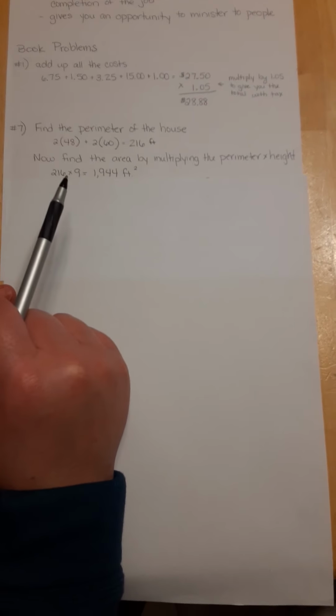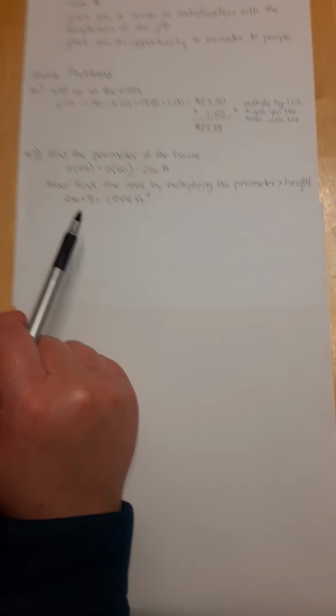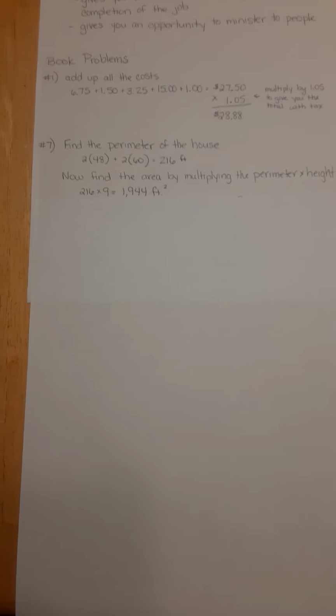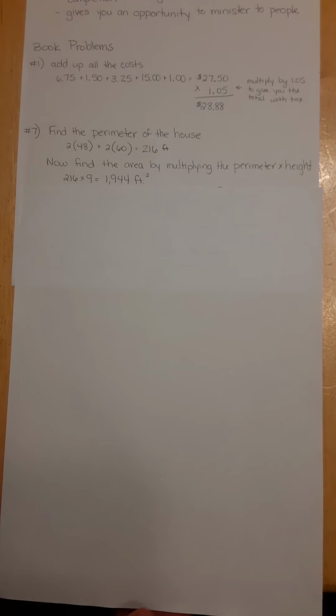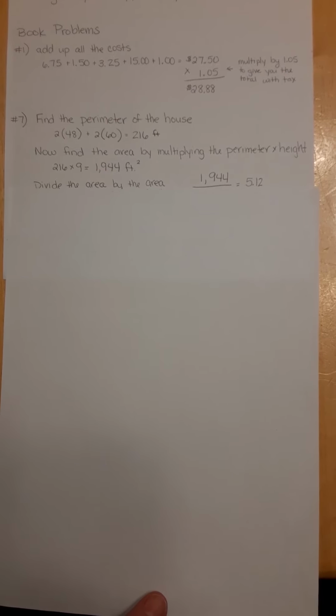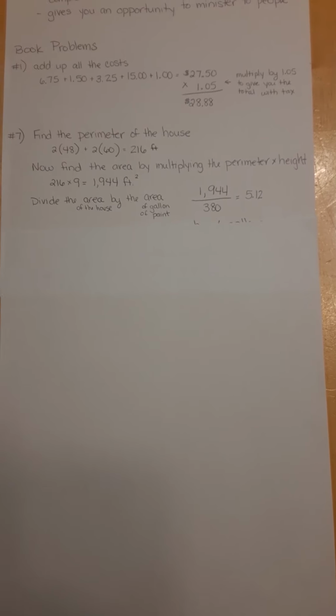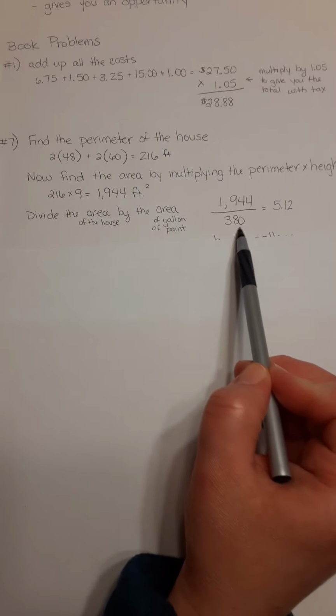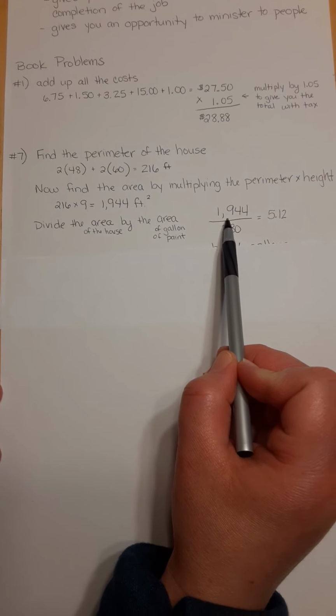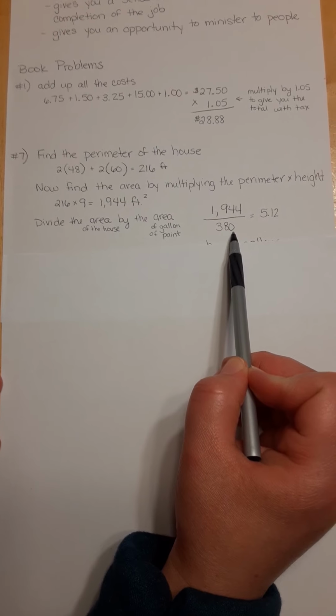Okay, so what do I do with that total? What was that for? Well, that told me how much area needs to be covered with the paint. So now I'm going to take that area and divide it by the amount of area that my gallon of paint can cover. So I'm going to take that 1,944 and divide it by 380.